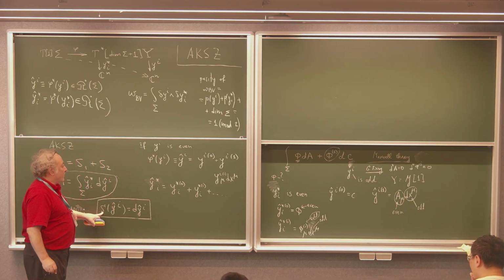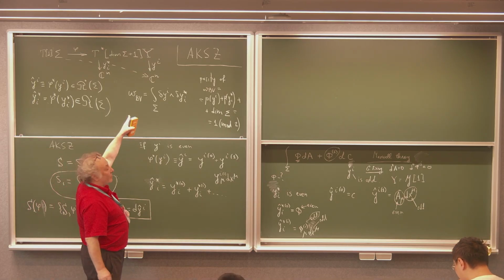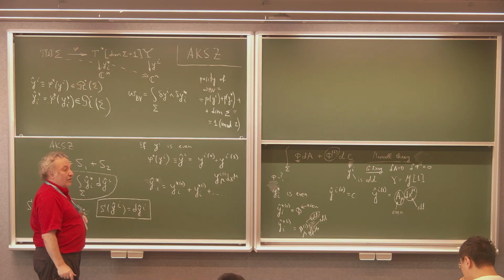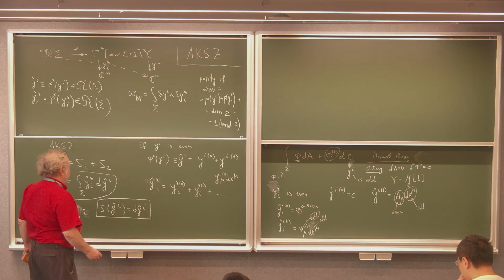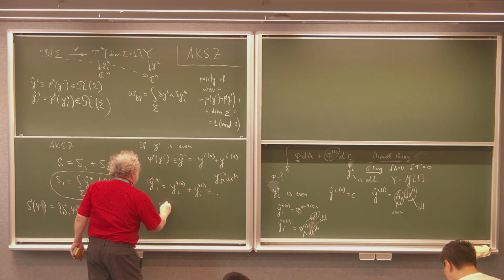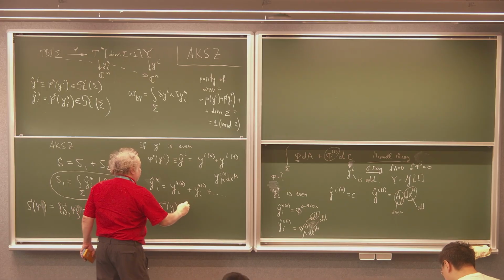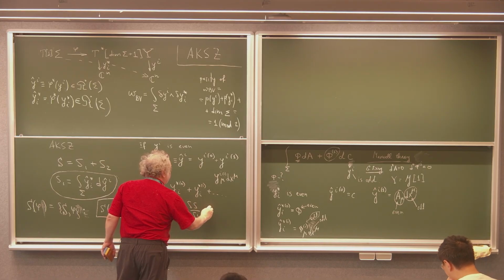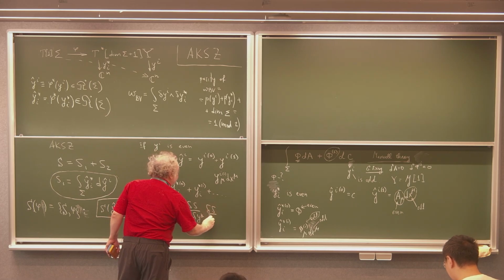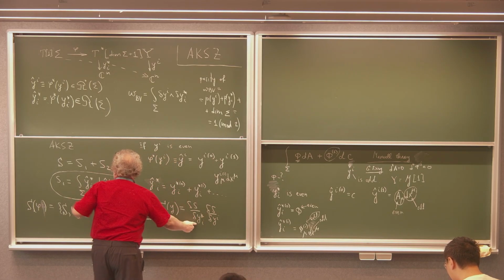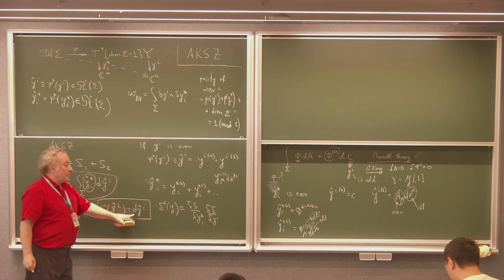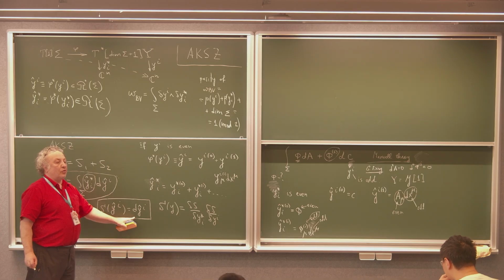How did I derive this? I use the BV bracket to see that y and y bar are conjugate to each other. So that's why the S transformation of y is delta S over delta y bar. I took the variational derivative here, and I got this formula.